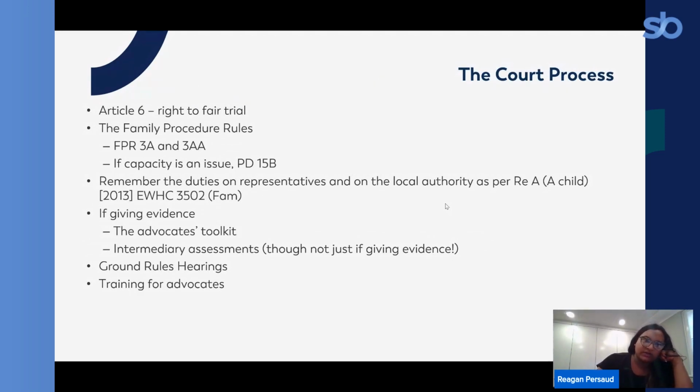We know that their Article 6, the right to a fair trial, will be engaged, but there are certain provisions under Family Procedure Rules 3A and 3AA around vulnerable witnesses, around, for instance, capacity, practice direction 15B, that is available and open to them to make sure that they get support. And we need to be alive to that. So on the handout, I've given you it in quite a lot of detail. Remember your duties from REA that we discussed when the court said the advocate, the lawyer needs to be flagging certain things and getting assessments done at the case management hearing. Remember that, because that will come into play to offer support.